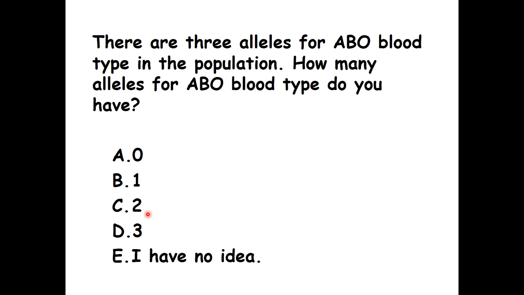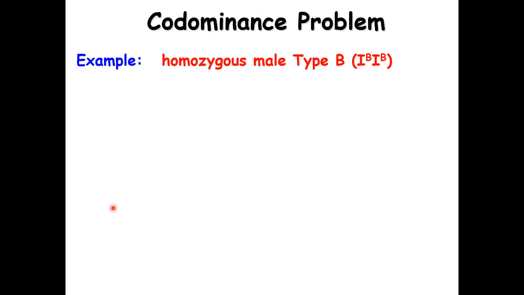Good. The answer is C. Now, the number of alleles in a population could be many, could be 3, could be 500, but every individual can only get 2, right? One from your mother and one from your father. Let's try this codominance question.